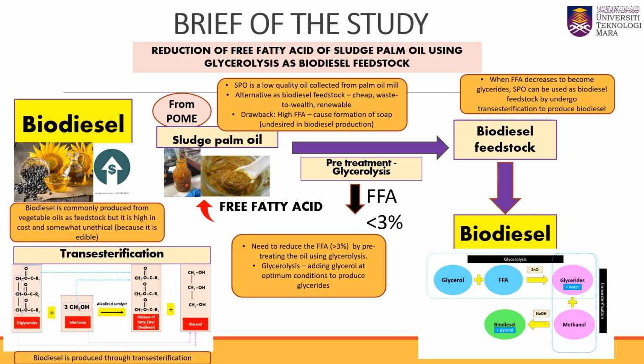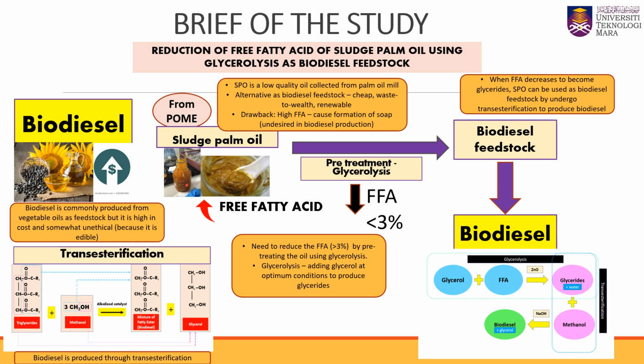So in this study, we want to take sludge palm oil that we collected from palm oil mill effluent. Sludge palm oil is a low quality oil collected from the palm oil mill. It is a good alternative because it is cheap and we can introduce the concept of waste to wealth, and it is also renewable since it comes from the palm oil effluent.